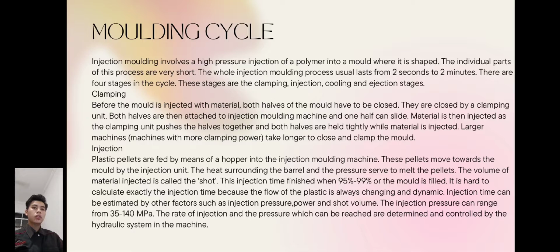It is hard to calculate the injection time exactly because the flow of the plastic is always changing and dynamic. Injection time can be estimated by other factors such as injection pressure, power, and shot volume. The injection pressure can range from 35 to 140 MPa. The rate of injection and the pressure which can be reached are determined and controlled by the hydraulic system in the machine.